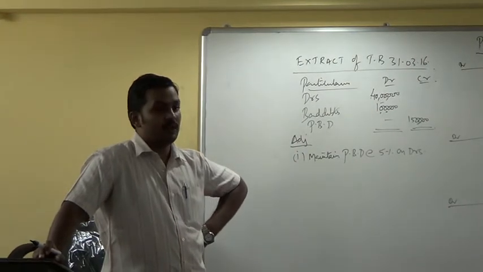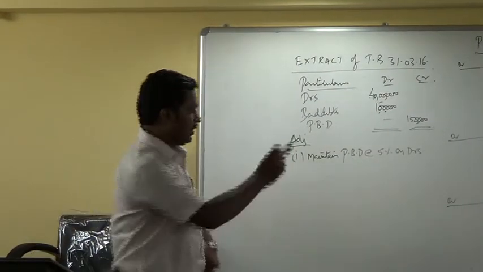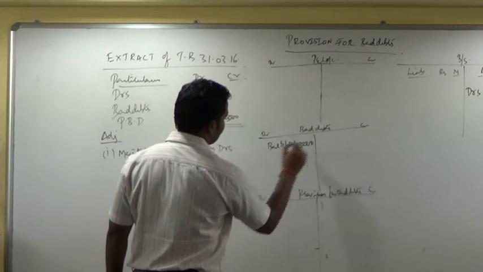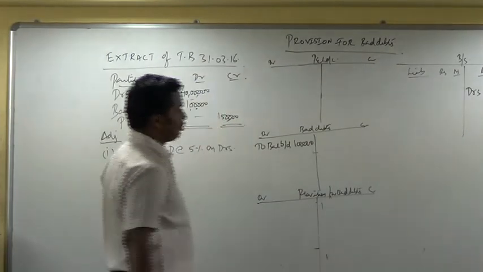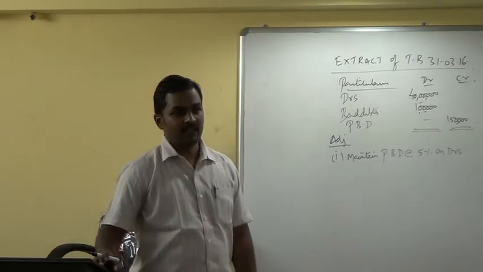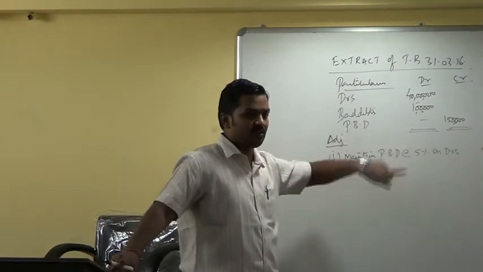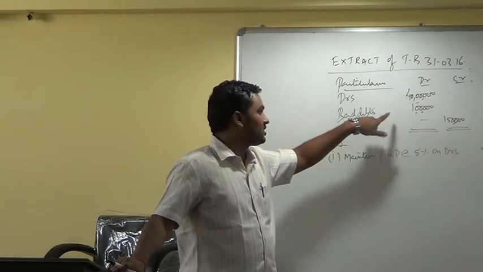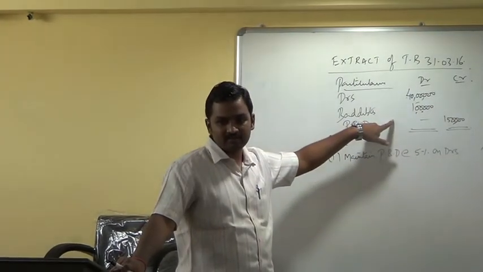Bad debts 1 lakh. Where do you show bad debts? Open bad debts account, there you write balance brought down 1 lakh. There is an opening balance of bad debts up to the extent of 1 lakh. These are actually bad debts of the current year, that is for the year 15-16. Some debtors did not pay money. These are the bad debts incurred during the current year.